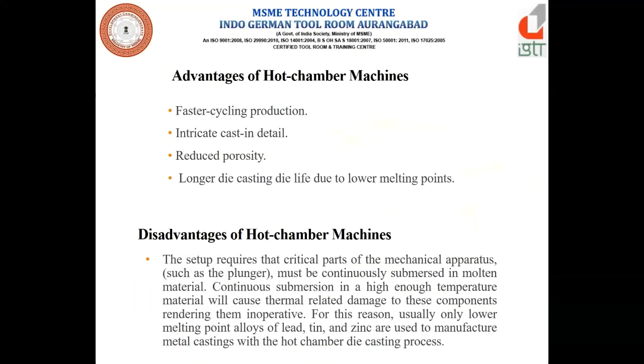So the advantages of hot chamber machines: faster cycling production, intricate casting in details, reduced porosity. Since the furnace is part of the machine and it is a closed system, air cannot come in contact with molten metal, and this will improve the overall production quality of the parts.